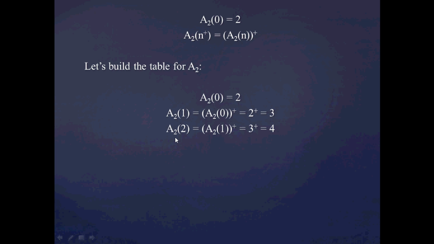So that captures the idea that 2 plus 1 is 3. And then we just continue in that recursive manner. a2 of 2 is going to be the successor of a2 of 1. We know what that is already, that's 3. So that's going to be equal to the successor of 3, which is 4. So that captures the idea that 2 plus 2 is 4. And we just continue building up the table. Now a2 of 3, by the same line of reasoning, is going to be 5. Hopefully you can see here that these two formulas are going to completely determine the table for a2. It's going to completely set up what it means to add 2 to a natural number.